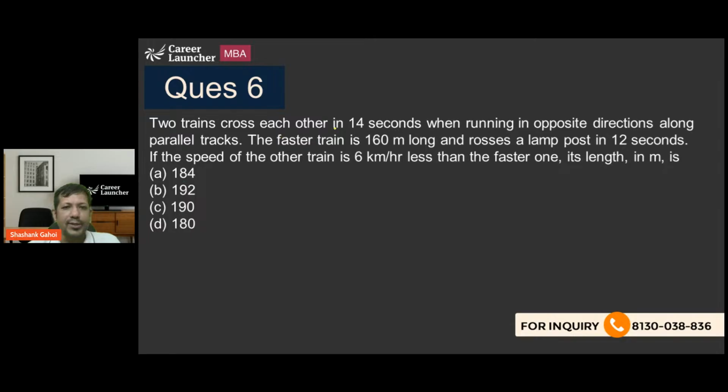So now there are two trains. They cross each other in 14 seconds while running in opposite directions along parallel tracks. The faster train is 160 meters long and crosses a lamppost in 12 seconds. So the speed of the faster train is going to be 160 upon 12 meters per second. If the speed of the other train is 6 kilometers per hour less than the faster one.